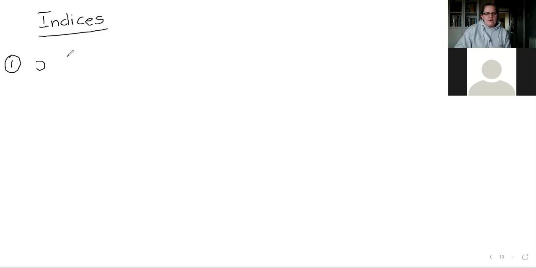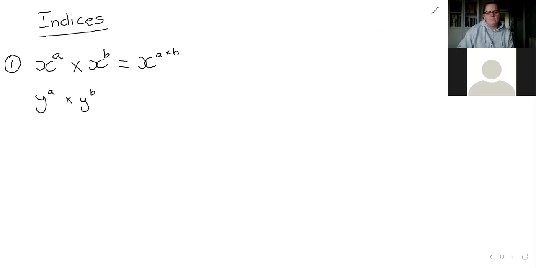So if we have x^a multiplied by x to the power of b, you would get x to the power of a plus b. Now, what you cannot do is just add your two indices together if your base numbers are different. If we had y^a times x^b, we can't just add them together because we would have y and x with the a and b. So our base numbers have to be the same. I'm going to show you this with some actual numbers.